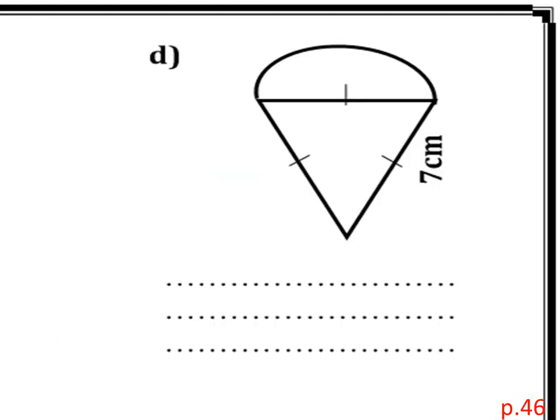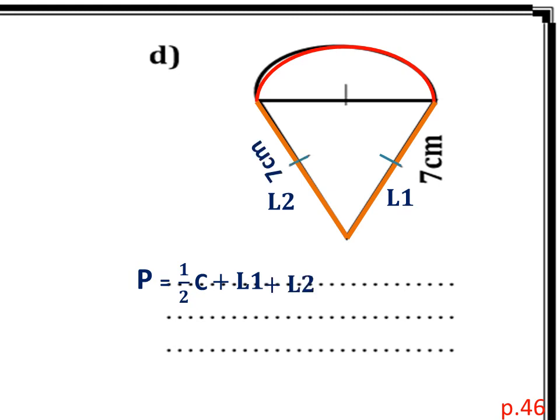Here in letter D, we have this shape. As we said before, P equals half C. Here, this curve is half C plus line 1 plus line 2. And here, line 2 equals 7 centimeters like line 1. And now let's find the circumference first to find half the circumference. C equals D times pi.